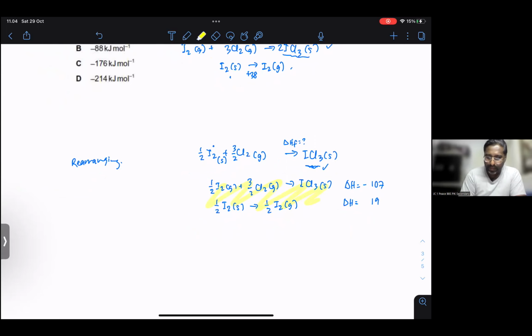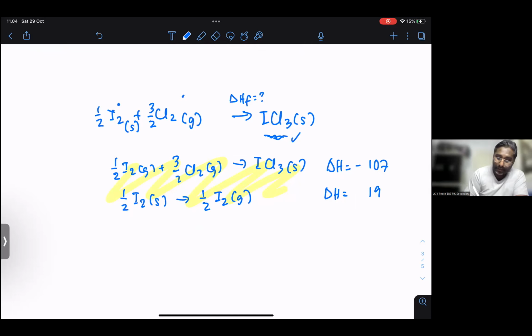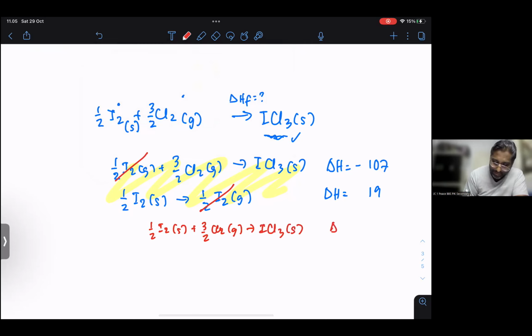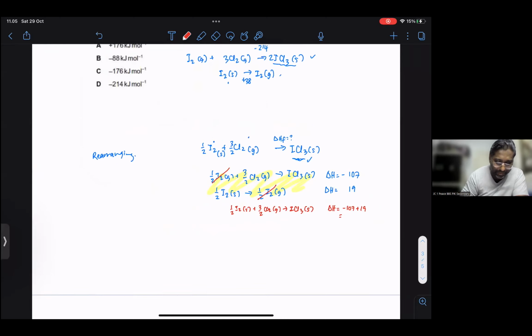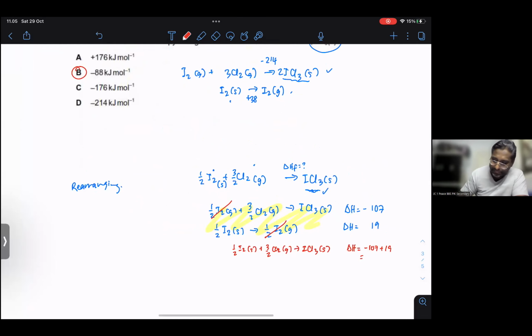When I add, hopefully I'm going to get this equation. You can check also, when I add this, am I going to get that equation or not? What I can cancel is this part, and this part. In the end I am going to get half I2 solid plus 3/2 Cl2 gas to give you ICl3, which is solid. And delta H is going to be negative 107 plus 90, which I think the answer will be negative 88.